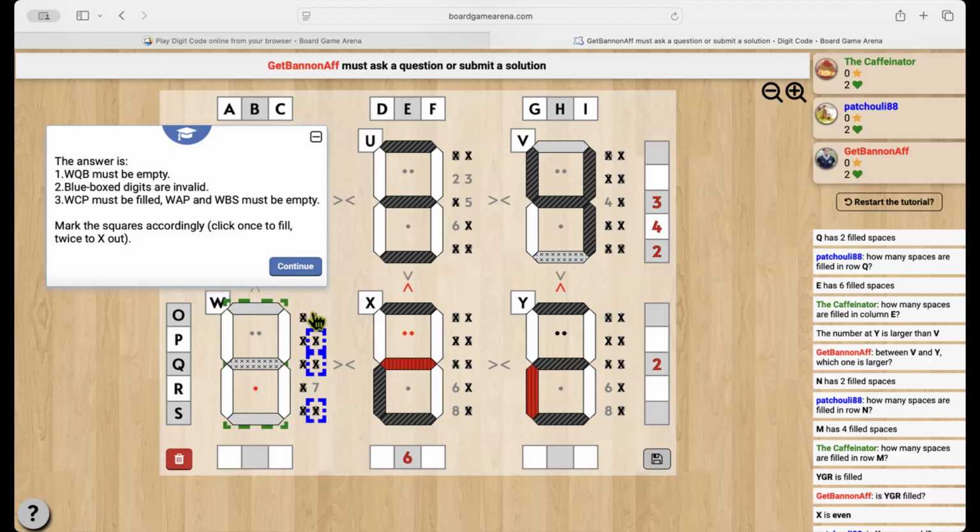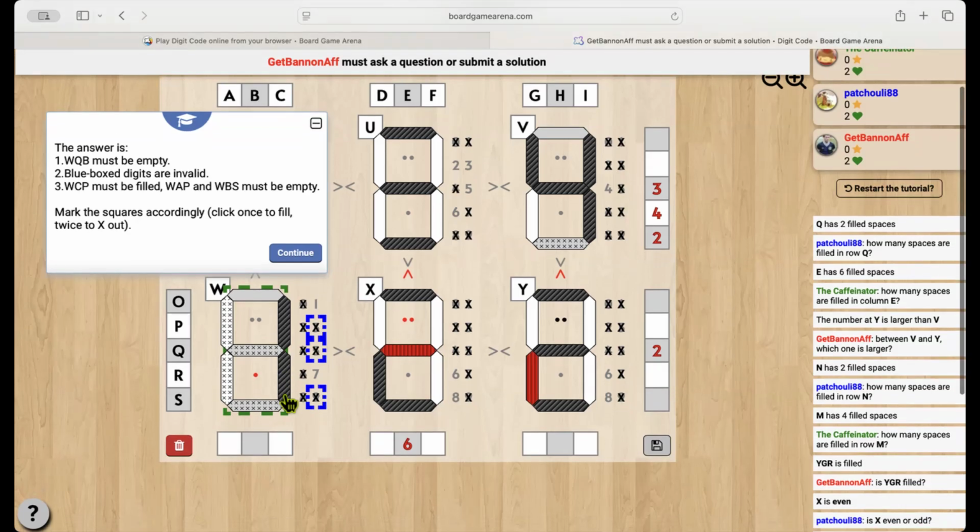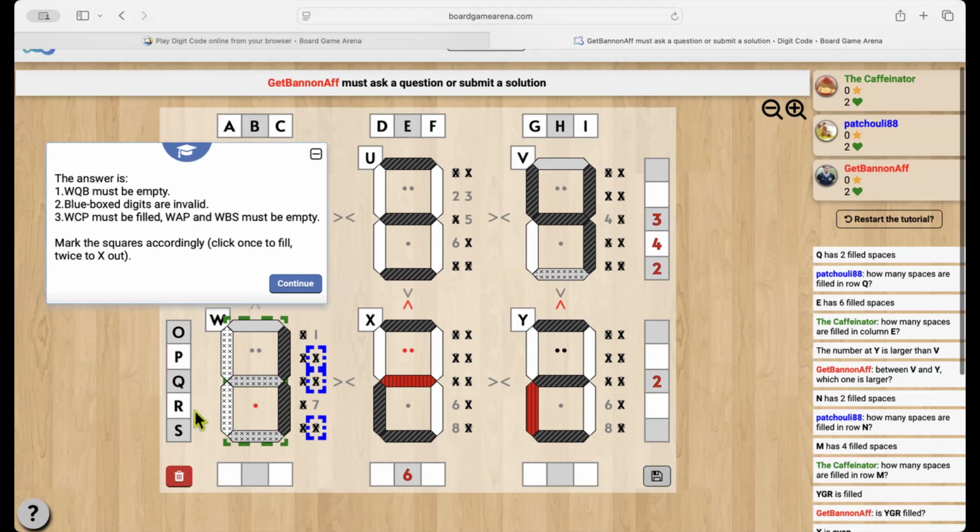WCP must be filled. So it could be 1 or 7. I think these must all be blank. Blue boxes are invalid. WCP must be filled. Why must it be filled? Oh, yes, it has to be 1 or 7. And then WBS must be empty.